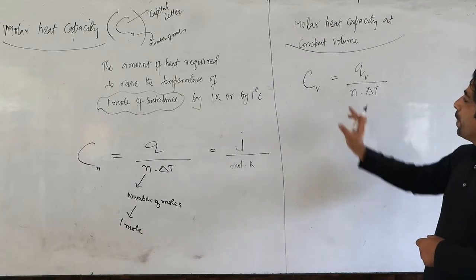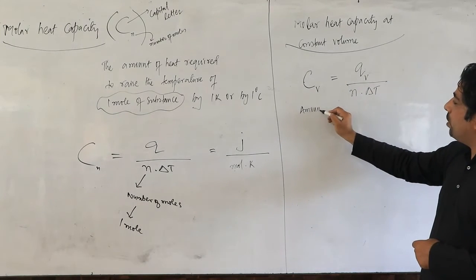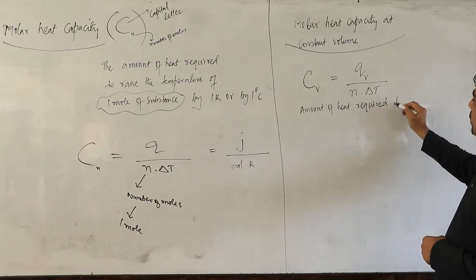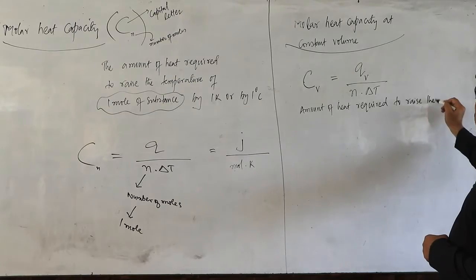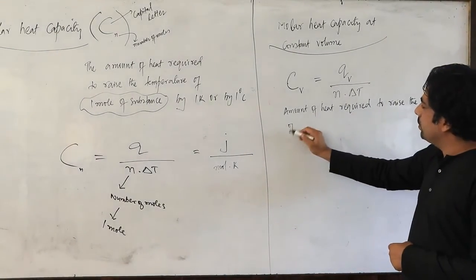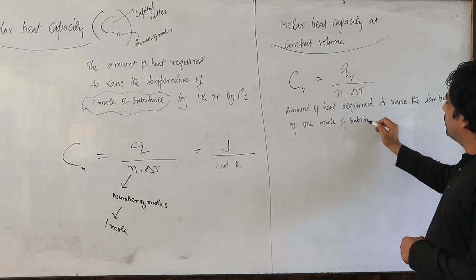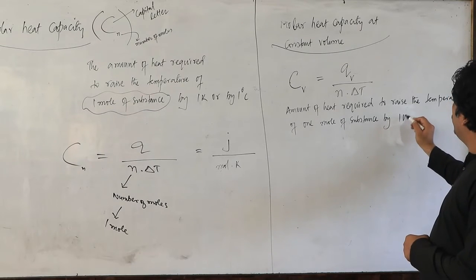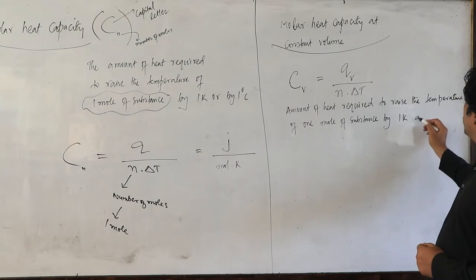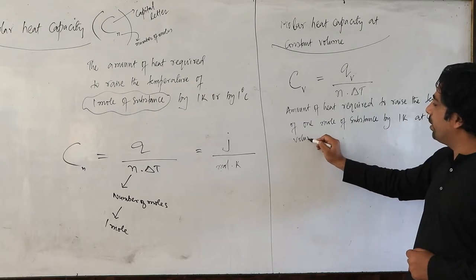So this is the amount of heat required to raise the temperature of 1 mole of substance by 1 Kelvin or 1 degree Celsius, my dear friends. So this is important, at constant volume. Here we are keeping the volume constant.